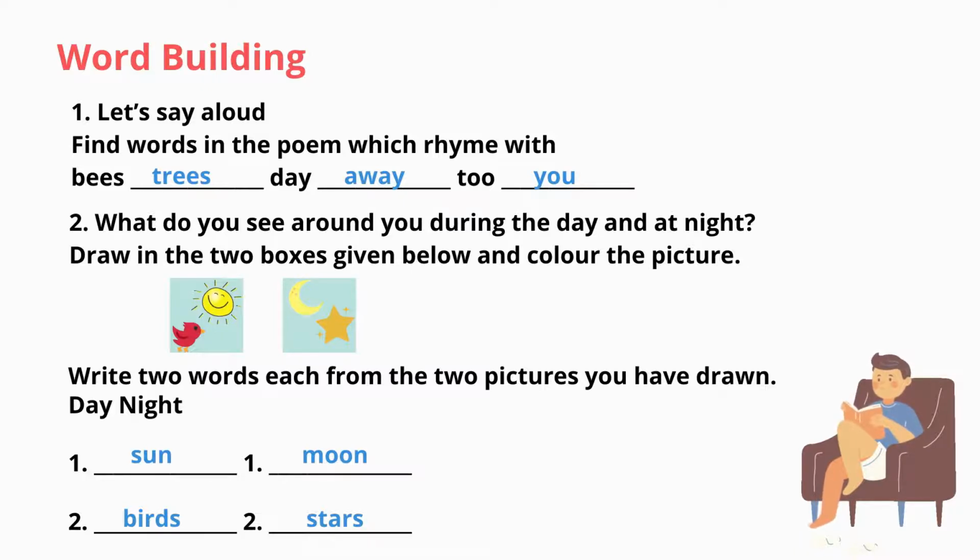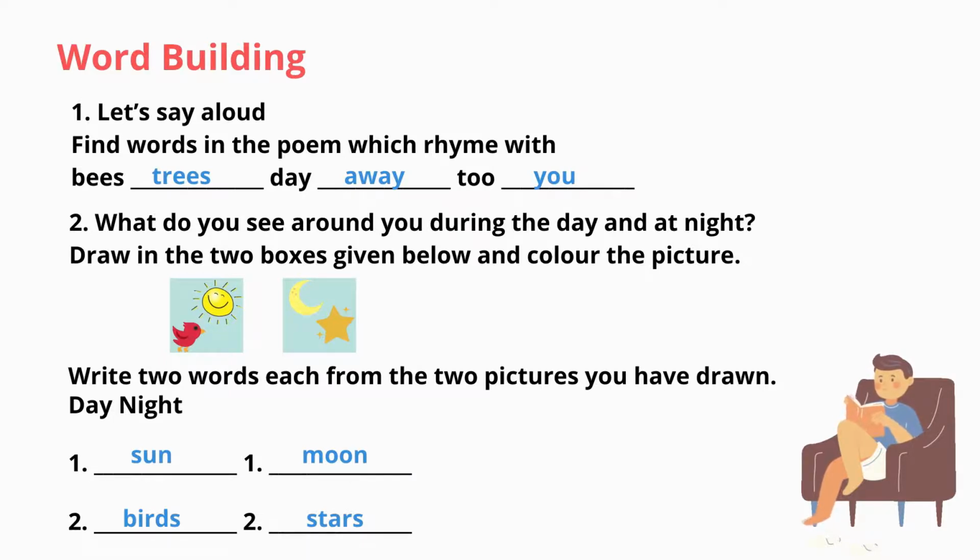Let's take another question. So next question is, what do you see around you during the day and at night? Draw in the two boxes given below and color the picture. So kids, there are two boxes given below, one for the day and one for the night.